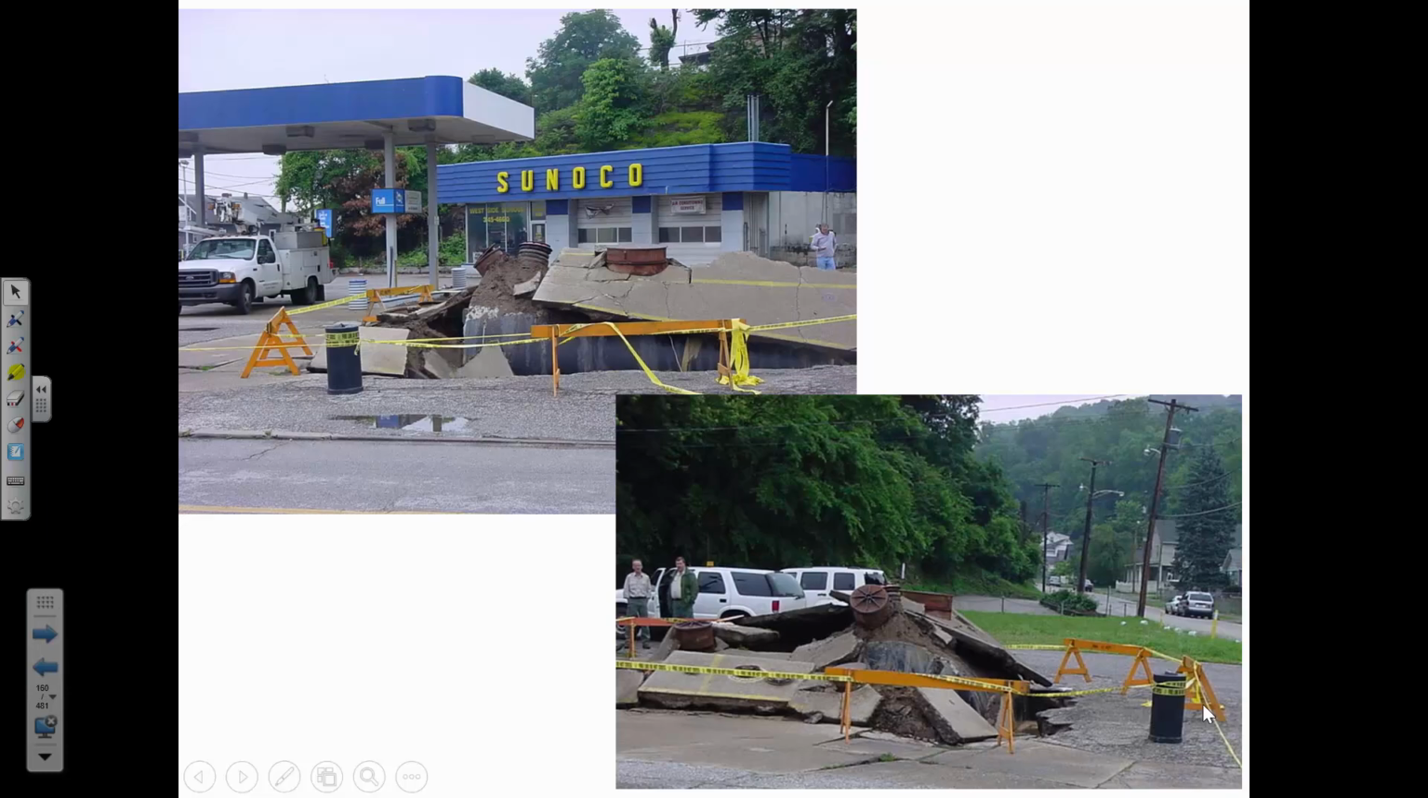Here's another picture of it, just to give you the view of this tank that emerged. There was enough buoyant force to break the concrete and asphalt.